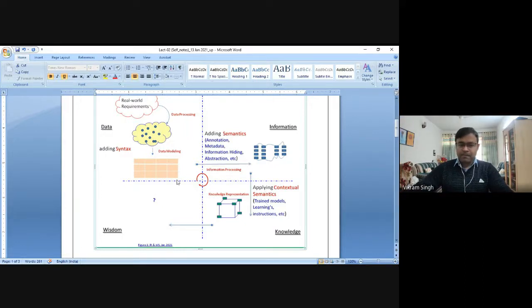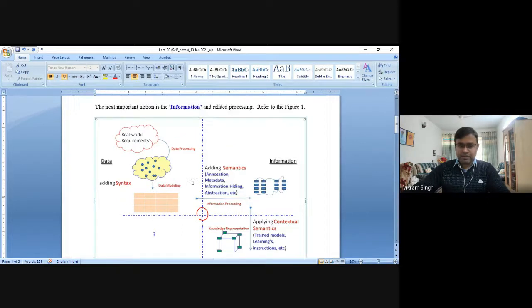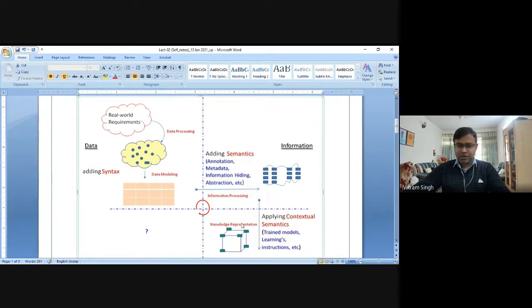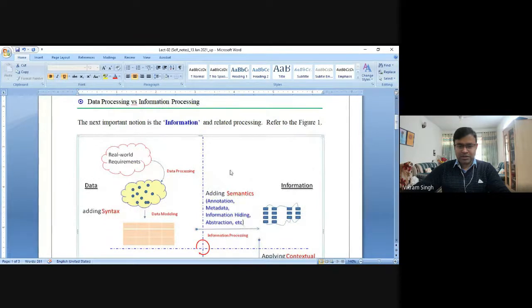Okay, so the first quadrant we opened up about these details in the previous lecture. Here in the first quadrant we have almost taken it as a discussion. In it you can see there is a cloud called real world requirement. This is the space from where we are taking out the data. It could be an identity, it could be a business requirement also.